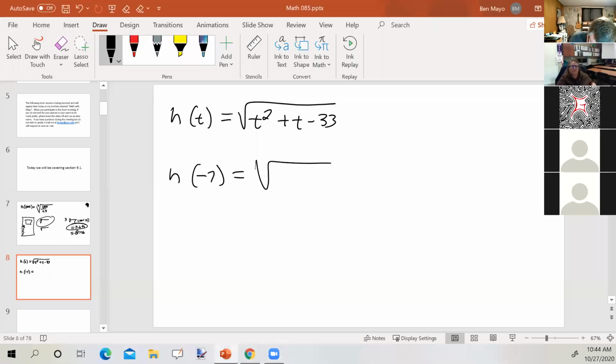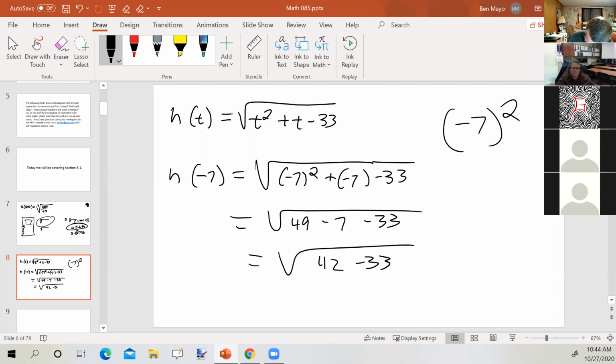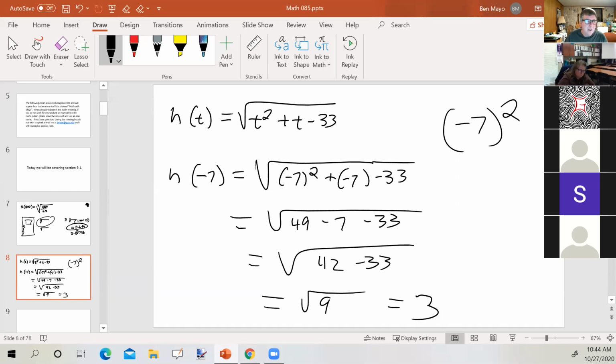So this means I'm going to have the square root of the quantity -7 squared plus -7 minus 33. Now note, -7, the quantity is being squared. So that means that negative sign is part of the base inside. -7 times -7 is 49. So we've got 49 minus 7 minus 33, which is 42 minus 33, which is 9. And what is the square root of 9? 3. So there's the correct answer to that problem.